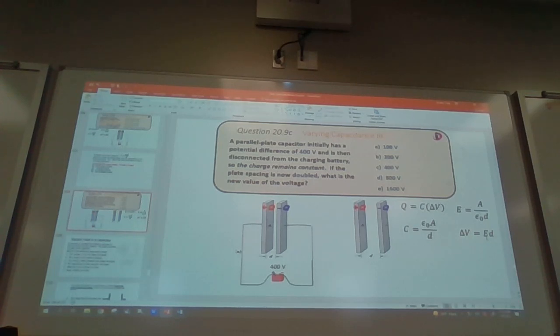Yes, Sam. In terms of voltage being the elevation, how does that work? Because you're increasing the gap. Hold on. Why is this not working?